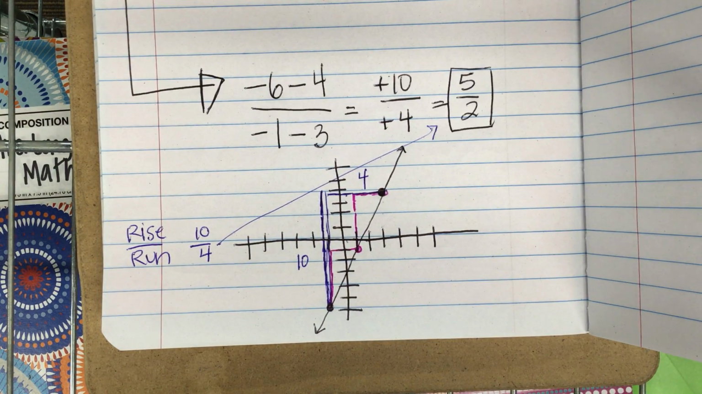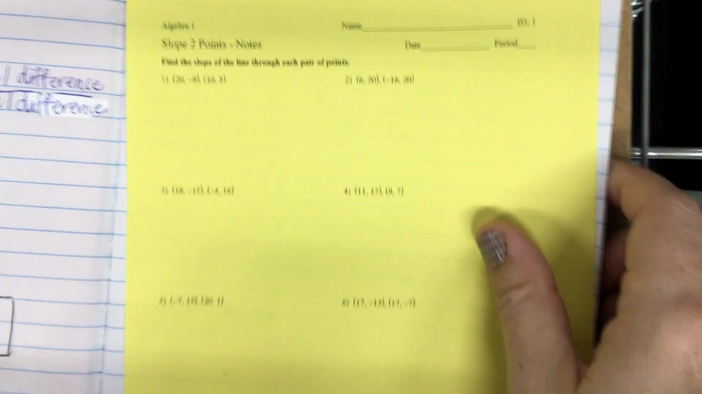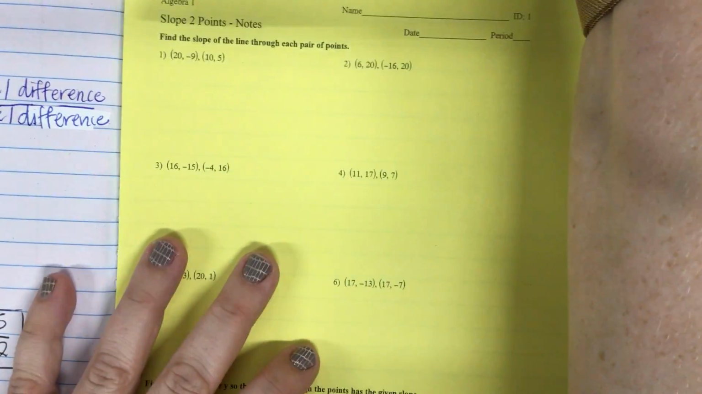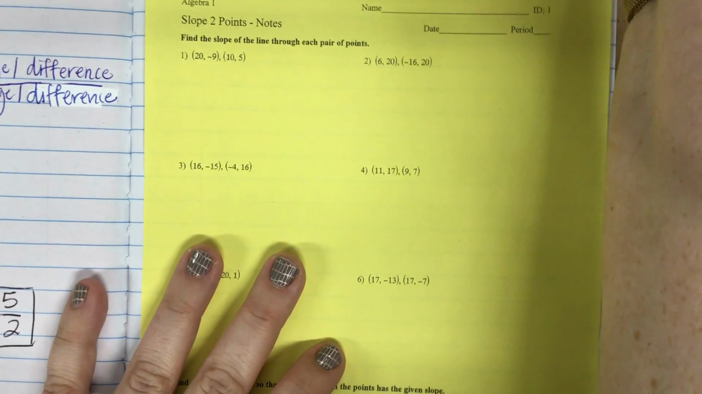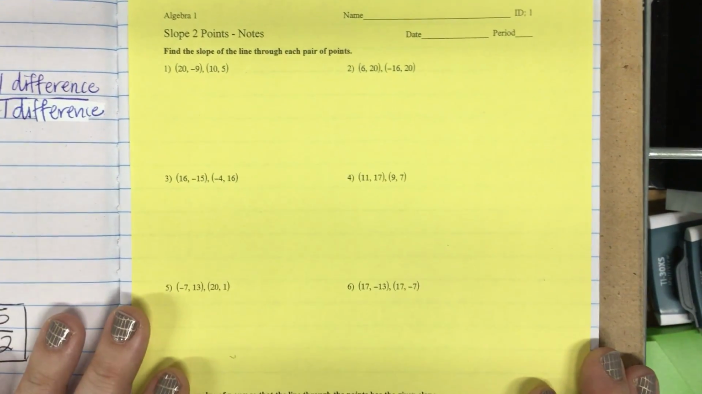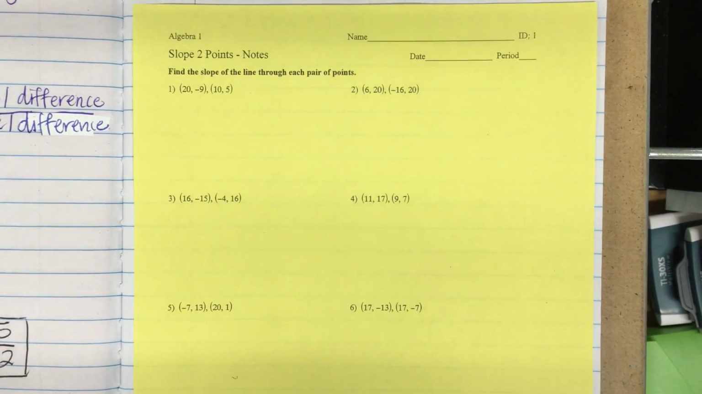All right, you should have a yellow piece of paper for practice. Work through those. This is gonna go on page 39. We'll talk about them in a minute.